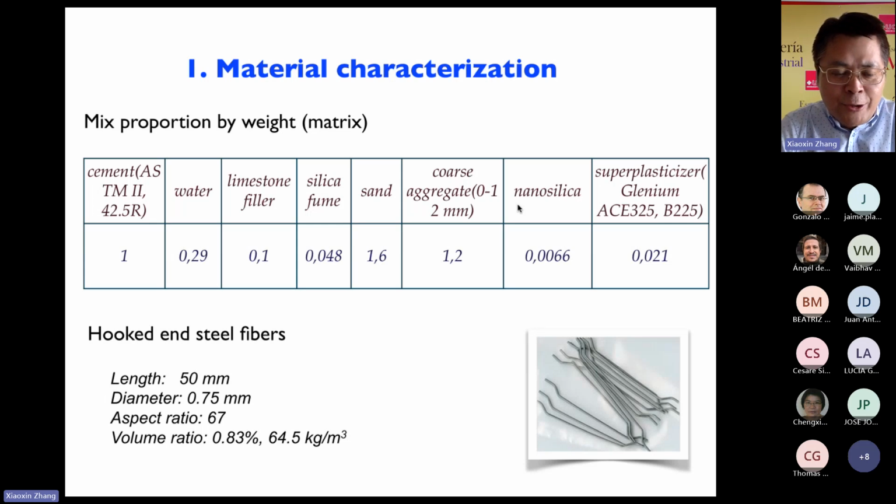Material characterization. This table shows the mix proportion by weight, and also hooked end steel fibers were used in this research. The length of the fiber is 50 millimeter. The diameter is 0.75 millimeter. The aspect ratio is 67. The volume ratio is 0.83%, corresponding to 64.5 kilogram per cubic meter.